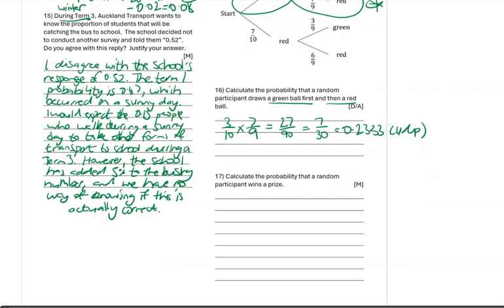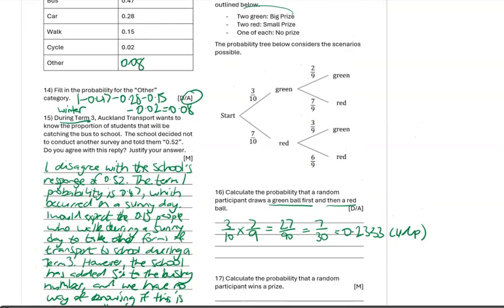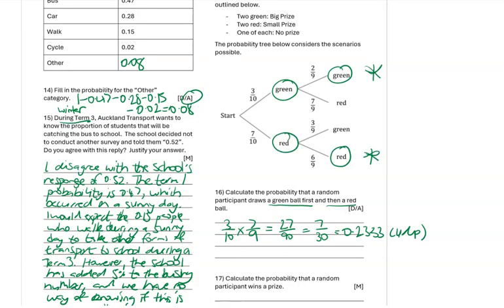So going down to question number 17, calculate the probability that a random participant wins a prize. Scroll up to the tree to help us with the numbers. So a prize, if you remember, was 2 green or 2 red. So if you think of those branches, this one here is green, green. So this branch here would have won a prize. And then red, red down the bottom, that branch there would have won a prize. So either of those is going to get you a prize.